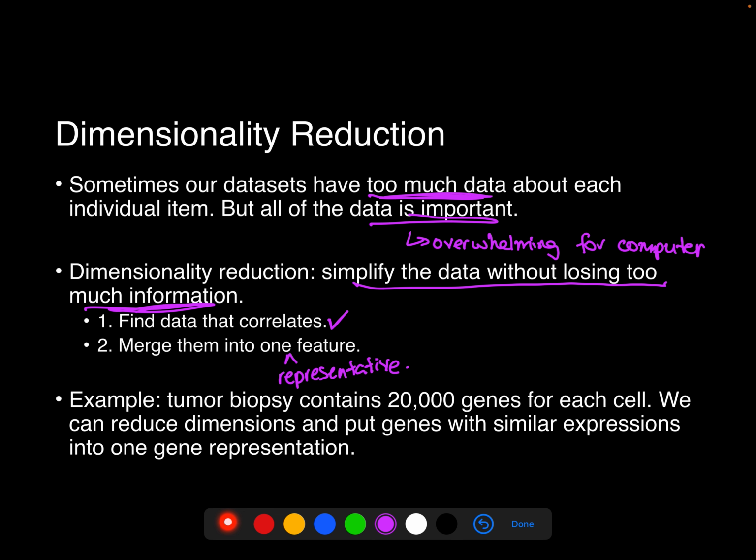A great example is a tumor biopsy, which contains 20,000 genes for each cell. And there's so many hundreds of thousands or millions of cells in each biopsy. By reducing the dimensions, we can group genes with similar expressions. So in genetics, expression is how genes show in humans. And we can group genes with similar expressions and turn them into one representation.